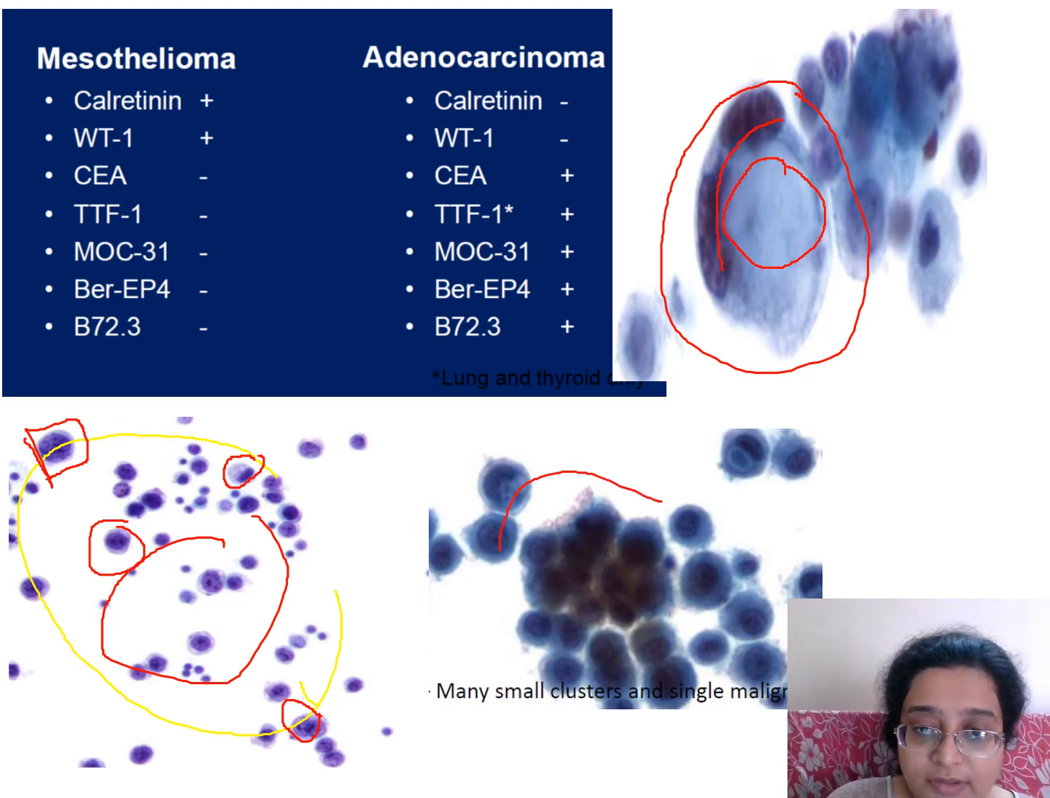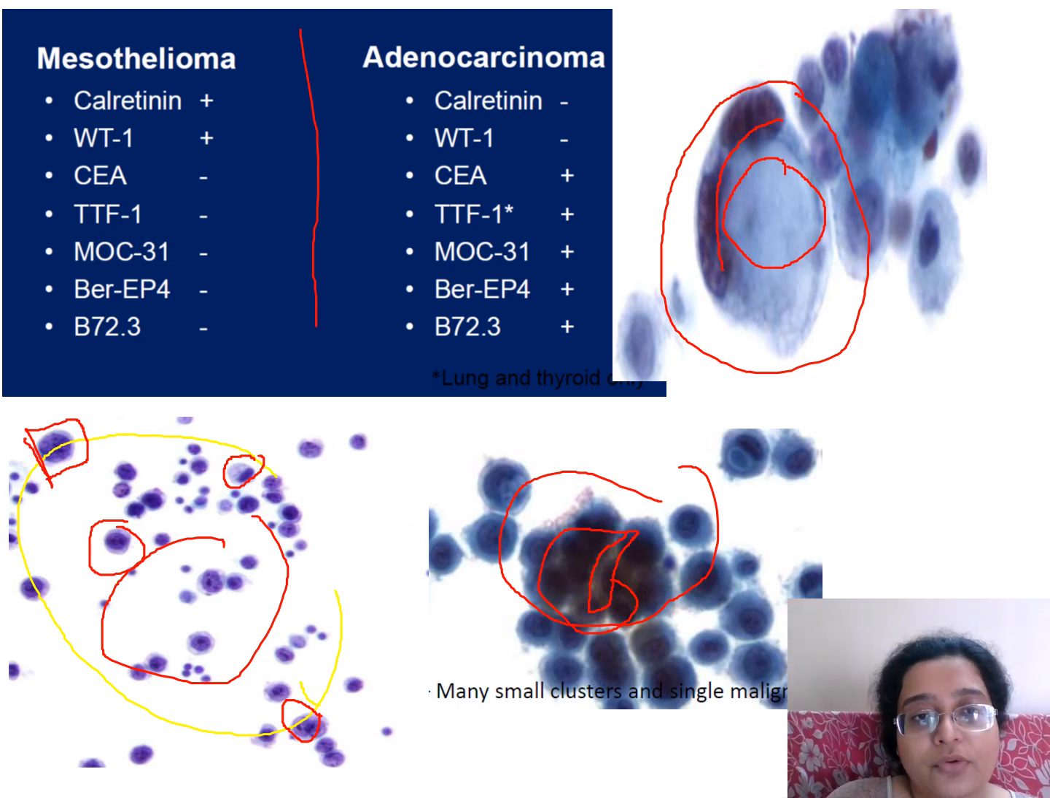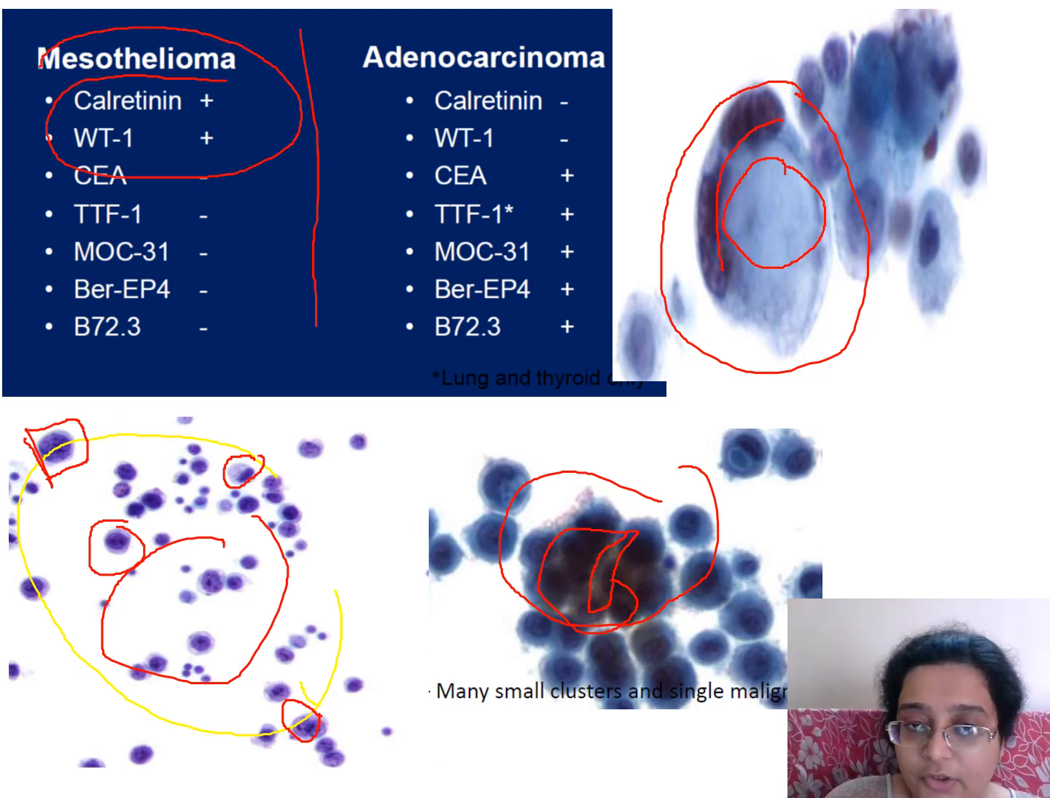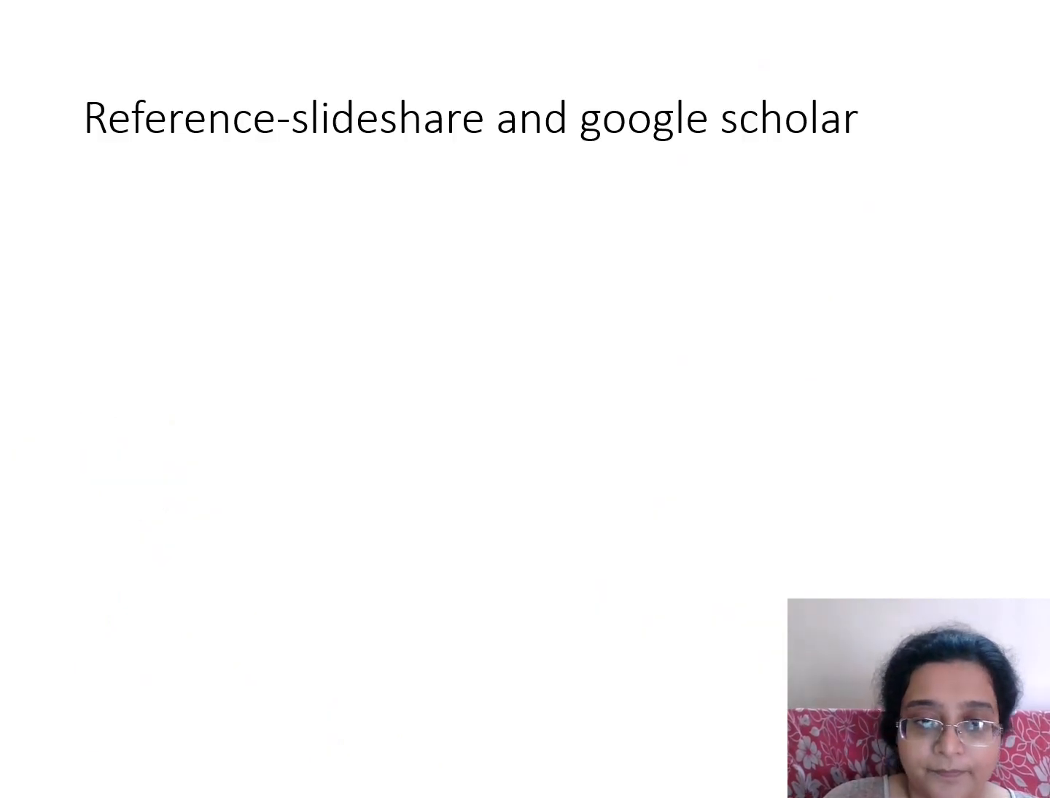Then I look for these clusters. You see, there are no proper windows over here. Okay, there are no windows in this cluster. So then my doubt increases that this could be carcinoma, adenocarcinoma, mesothelial I don't know. So I use this panel then. Calretinin and WT1 will always come positive in mesothelioma. Rest all, TTF, MOC, BerEP4 and all this, you go for adenocarcinoma. Okay? So this is what I do.